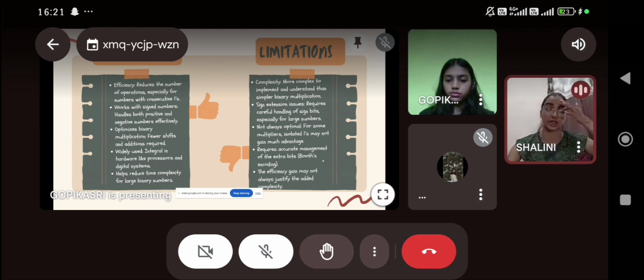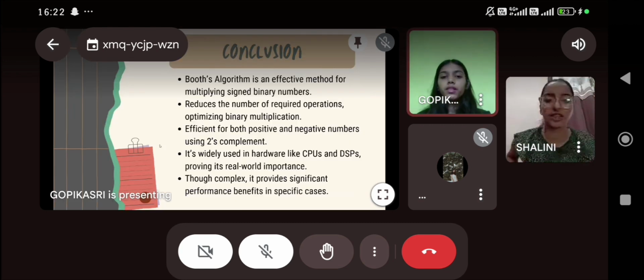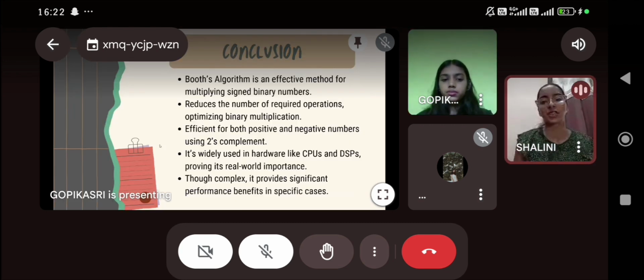It's like when there is n number of shifts and there is less number of additions or subtractions, at that time there might be incorrections in the methods we are solving. So at last we have come to the conclusion.